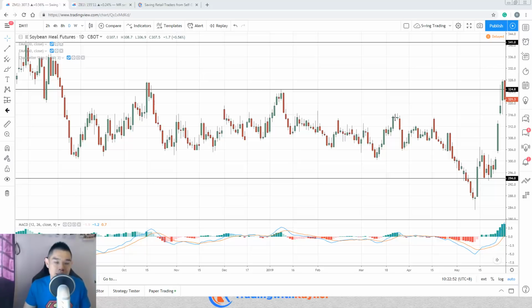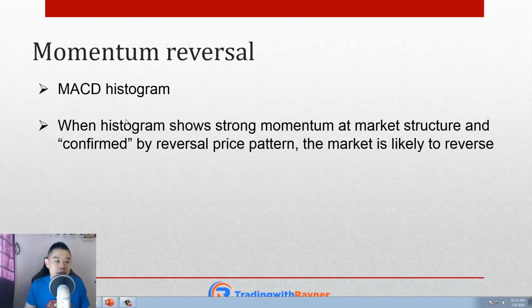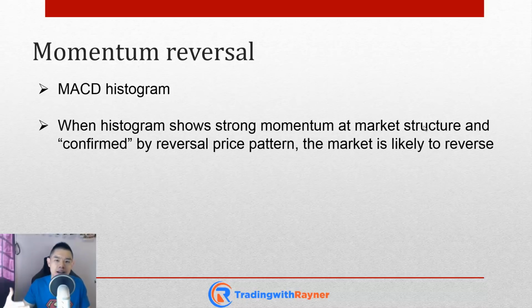Does it make sense? So you can see how this MACD histogram comes into place, helping you define what is a power move in the market, what is a strong momentum in the market. That's the purpose of this MACD histogram. When the histogram shows strong momentum, and market structure like support, resistance, trend line, etc., is confirmed by a reversal price pattern, the market is likely to reverse. A reversal price pattern could be a shooting star, hammer, and stuff like that. But the main purpose of our MACD histogram is to help us define what is a strong momentum.